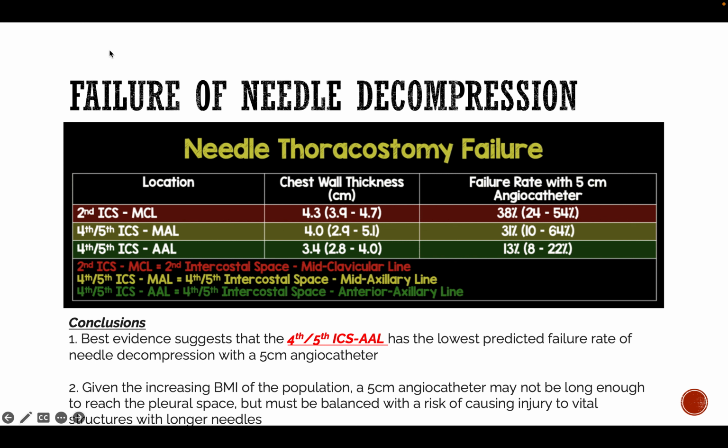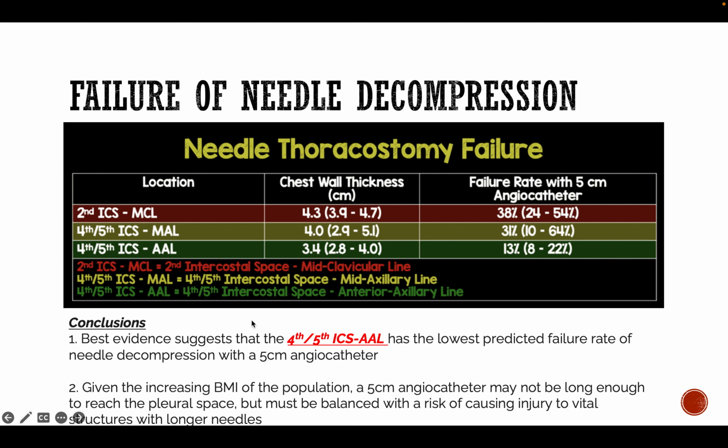The first take-home point I want to talk about is failure of needle decompression. Failure of needle decompression can occur for various reasons. The first can be that the chest wall is just simply too thick. That's one of the options. The second is that you may just have refractory evidence of tension physiology requiring a definitive chest tube. And so this is where finger thoracostomy and emergent chest tube placement should be in our wheelhouse and should be in our expertise level, although we don't utilize this skill often.